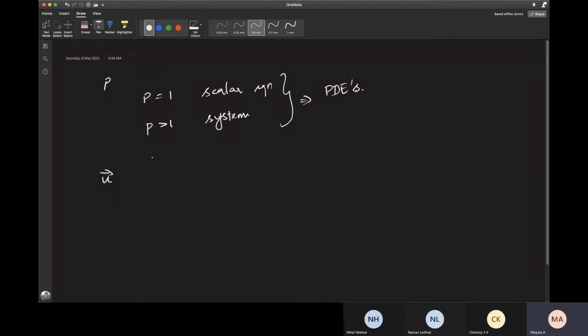Also, we require this U vector to be continuous, and its derivatives also must be continuous. Only then we will be able to use it in the PDE, because the PDE has dou U by dou T and dou F by dou X. So for that, we require the derivatives to be continuous, and essentially we require the existence of derivatives. So we require the derivatives to be nice as well, along with the niceness of U vector. So that is what a classical solution is.